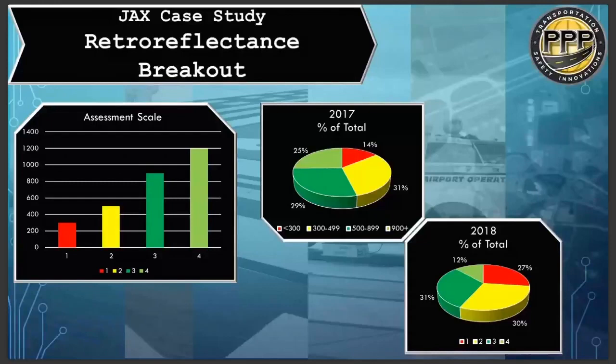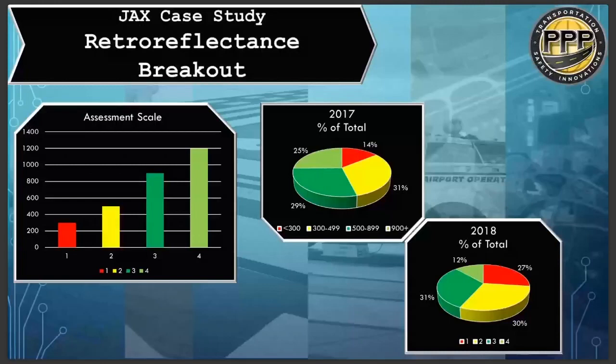Part of this, quite honestly, was where we learned a few things from our assessment in 2017, and we were able to take it and, we feel, more accurately measure the markings in 2018. So I would say that there probably wasn't as much of a change as we see. It's just we were able to nail it down a little bit better.